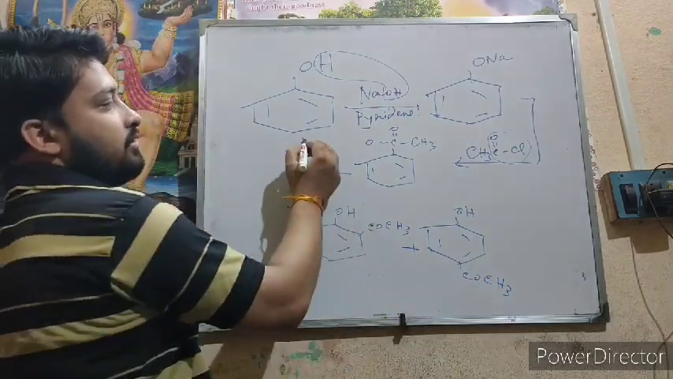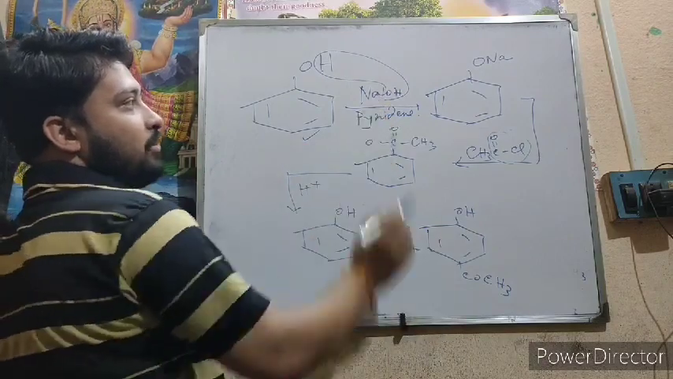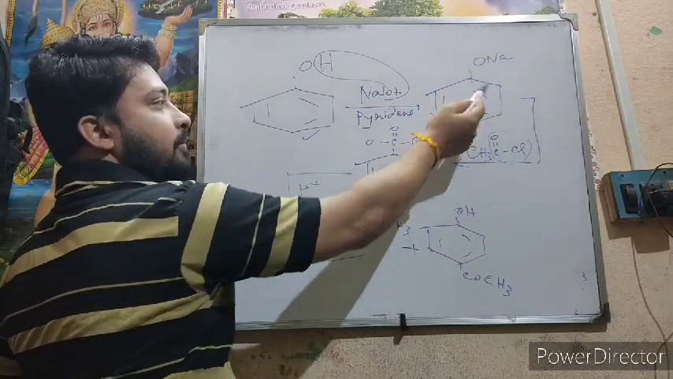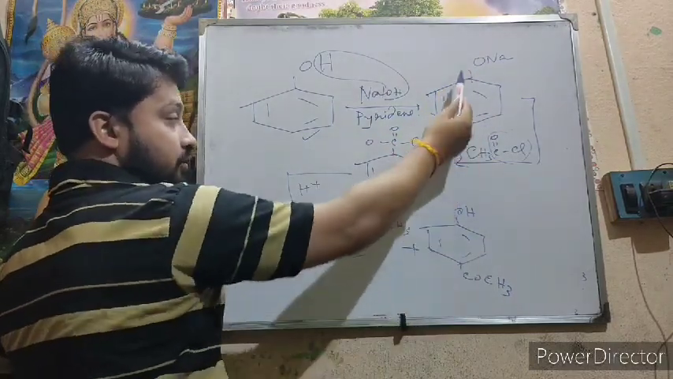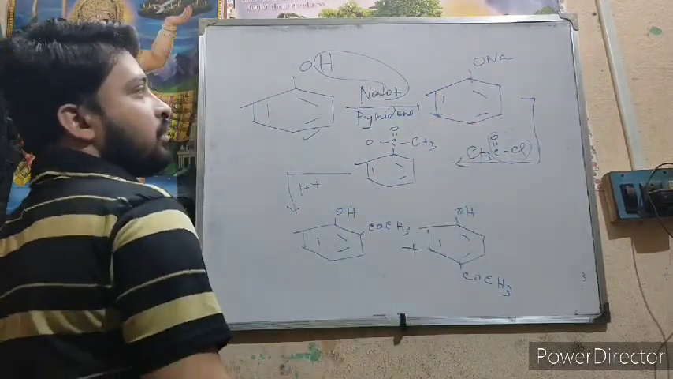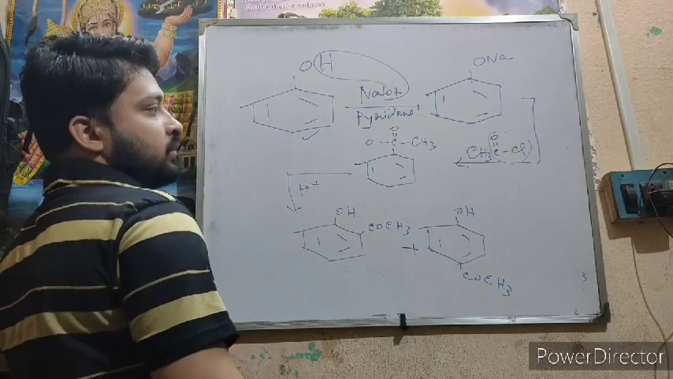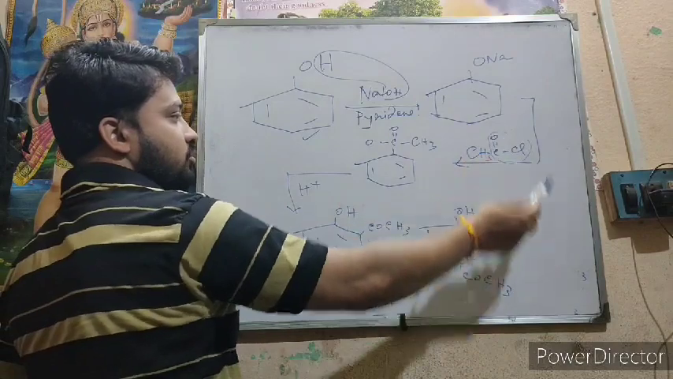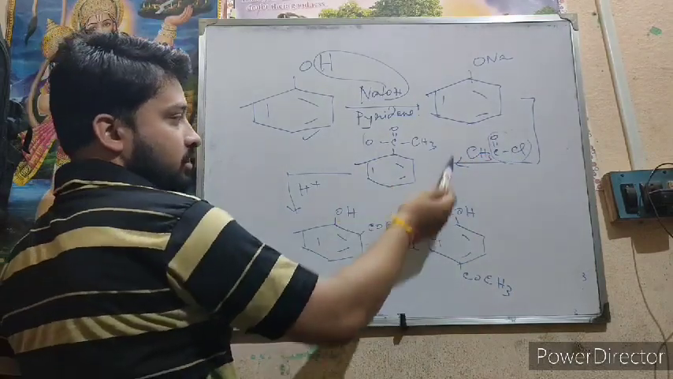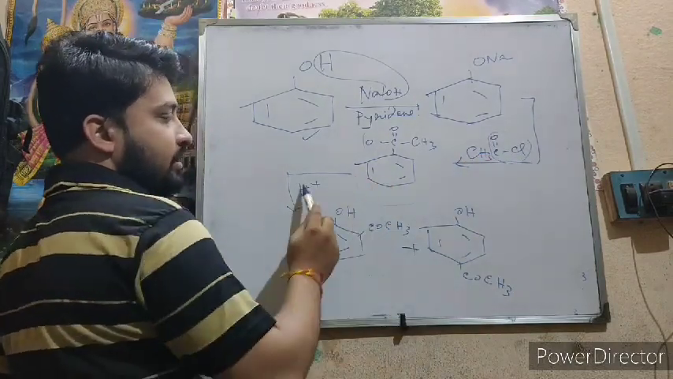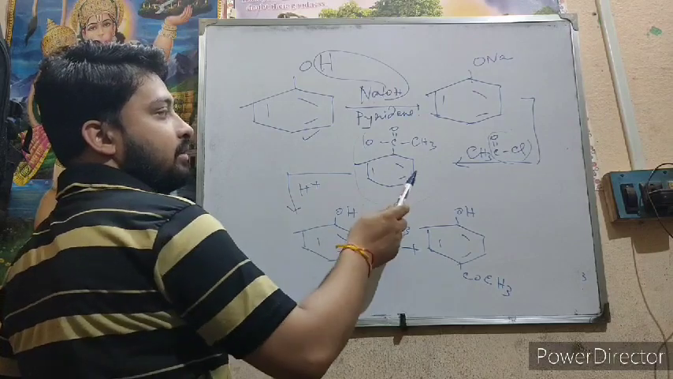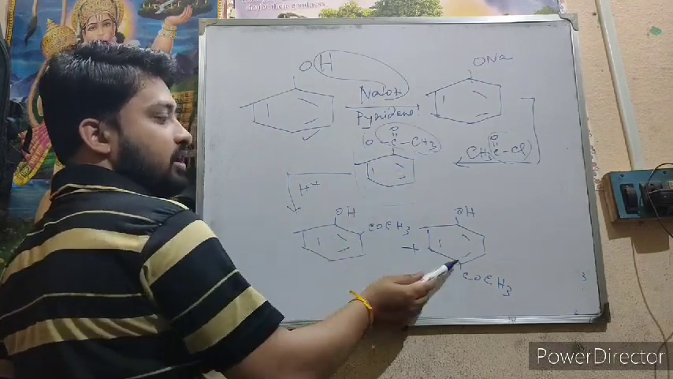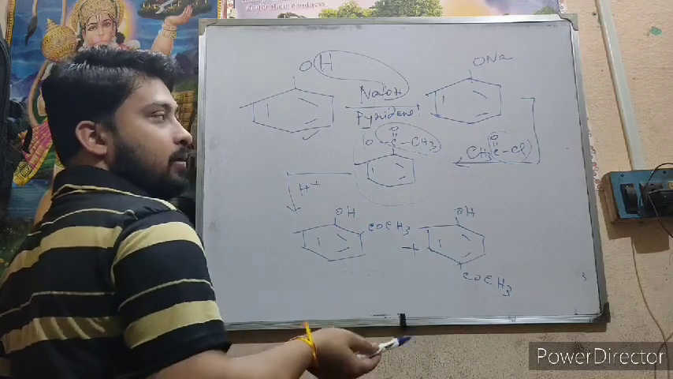Very easy. You take phenol with the help of NaOH. You remove this water molecule. So Na is here. So ONa, sodium phenoxide ion, sodium phenoxide. Okay. Then you take acyl chloride or RCOCl. Then you get this product where the acylation occurs here. Then the rearrangement also occurs. So COCH3 on the ortho position and COCH3 on the para position. Okay.